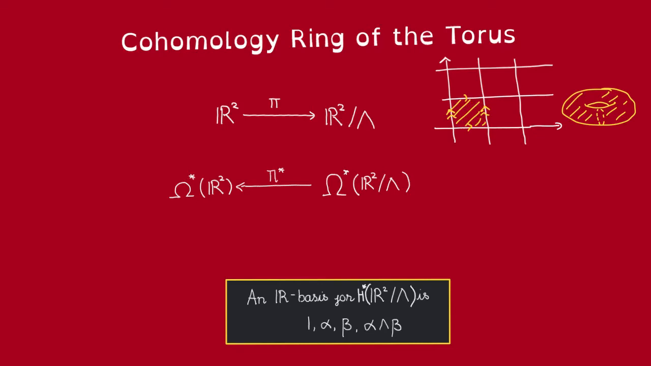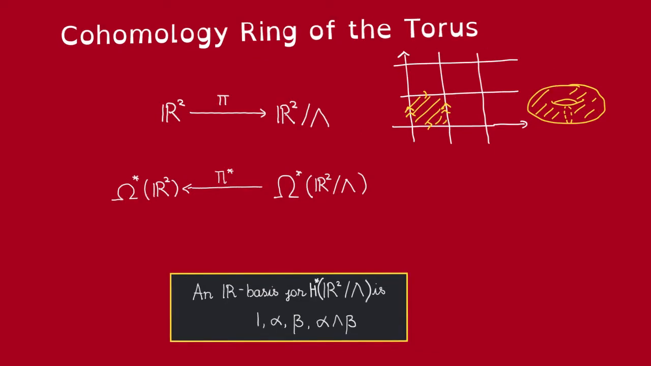So previously, we have computed the cohomology groups of the torus. Now the advantage of cohomology over homology is that there's a natural ring structure on cohomology. Thus, we do not want to stop at the cohomology groups. We will now find the cohomology ring of the torus.